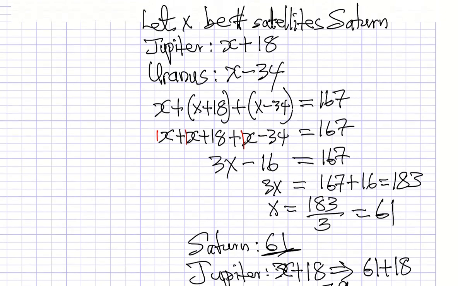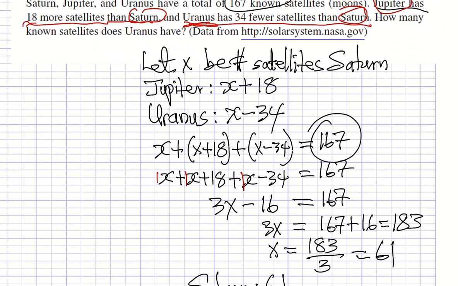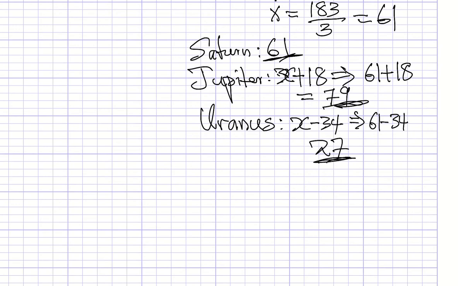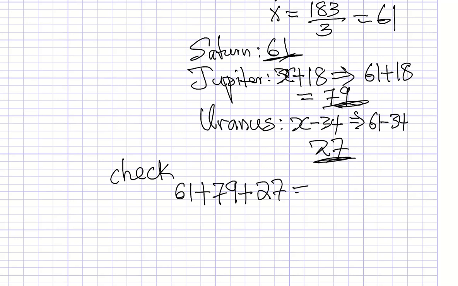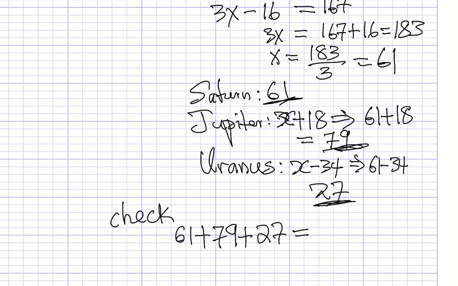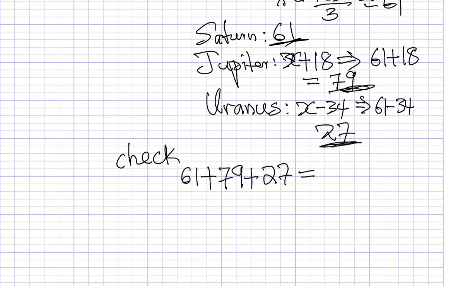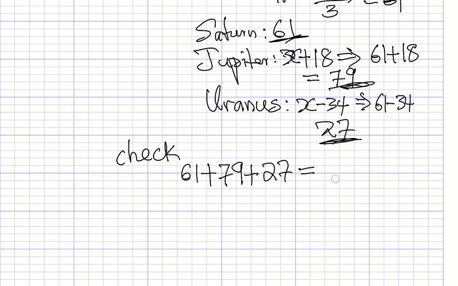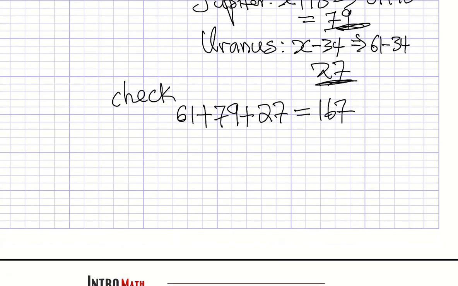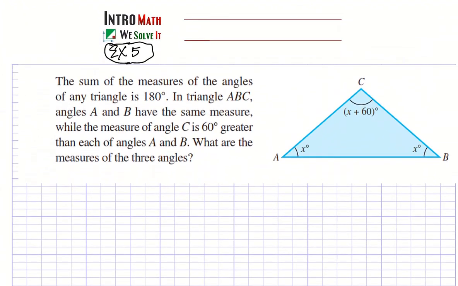To know if we are correct, don't forget the total. 167 is the total. The best way to check is 61 plus 79 plus 27. Is it equal to 167? I say yes. It's equal to 167. So that problem is done. We are done.